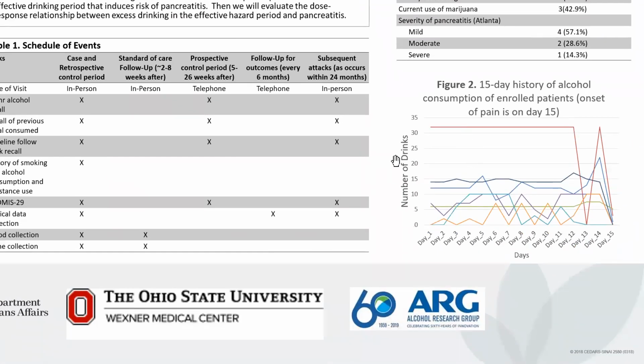This figure shows the variation in alcohol consumption in the 15 days, including the day of the onset of pain, leading up to pancreatitis. As you can see, there is much interpersonal variation in alcohol consumption levels, as well as intrapersonal variation in the days leading up to the onset of pain. On the day of pain, there's a remarkable reduction in alcohol consumption, but on the day prior, there is increased consumption of alcohol in some patients.